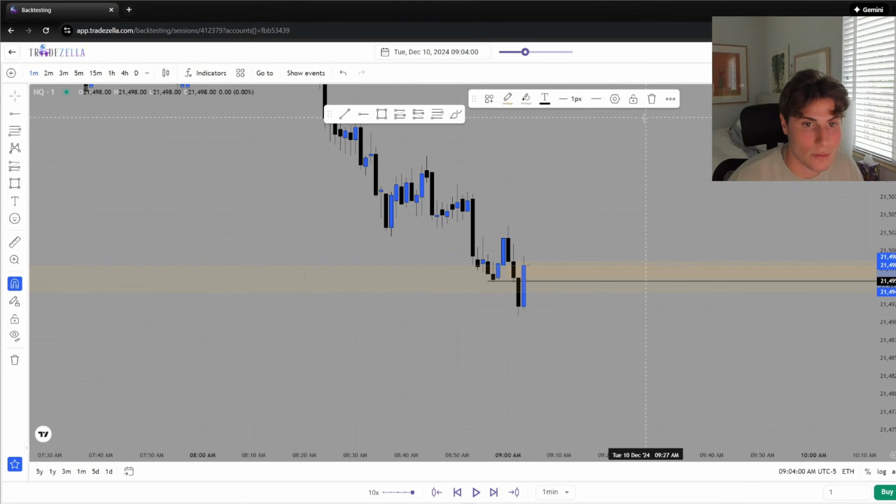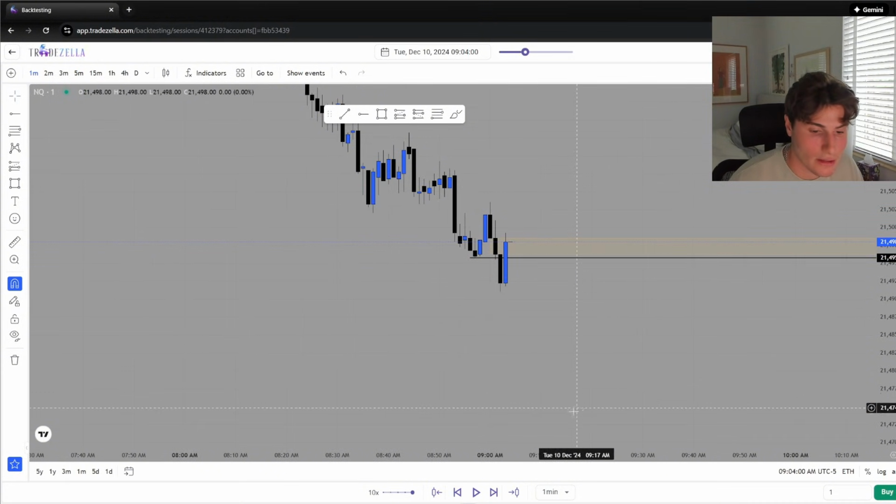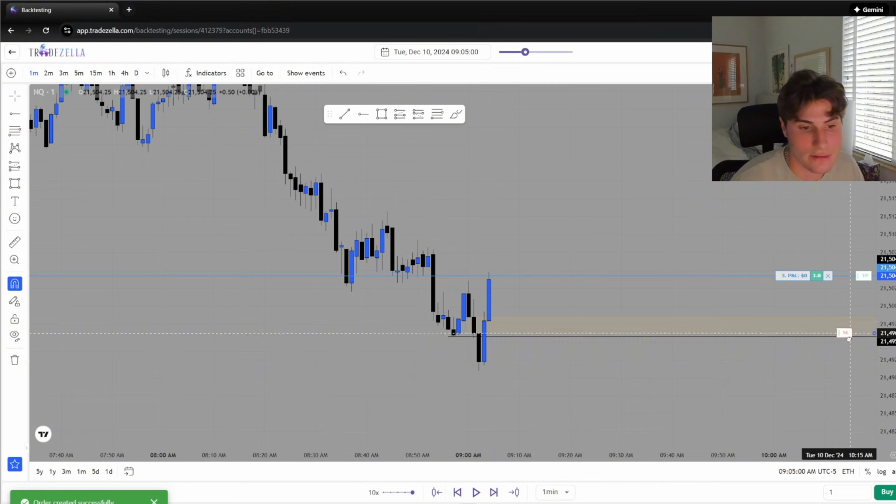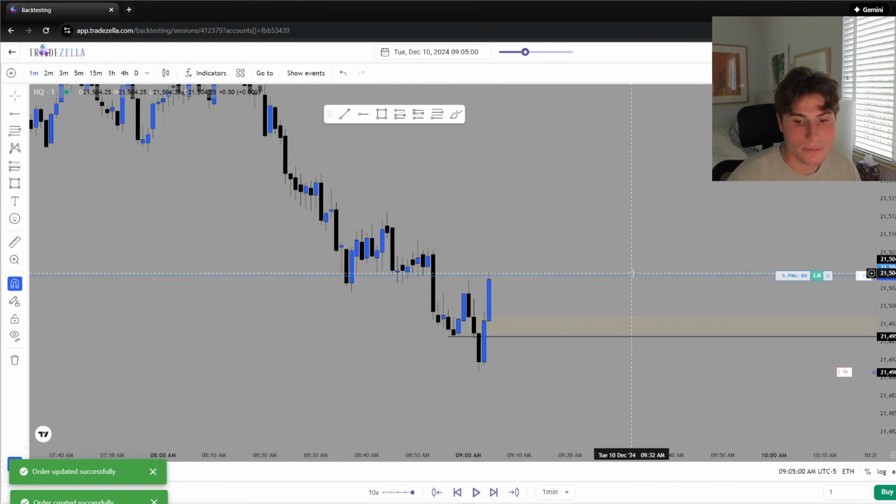Let's wait for price to go ahead and close above that. Okay, so price closes above it. Do we get a retrace? We do not get a retrace. We would enter long there. Stop loss goes at the protected low.